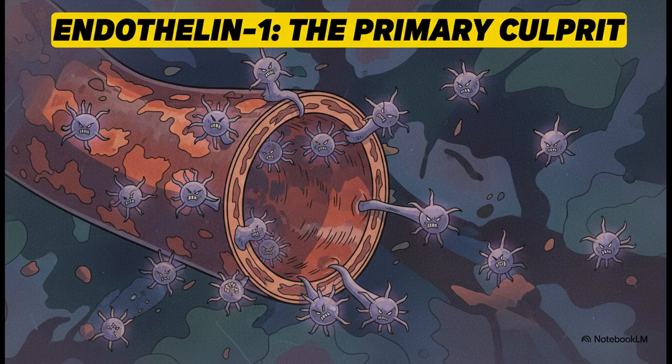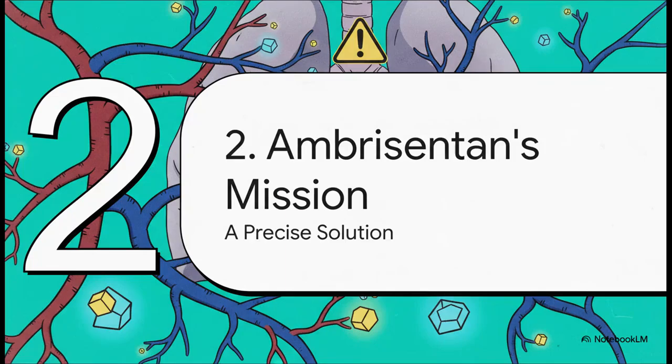And the main bad guy driving this whole dangerous process is a substance called endothelin-1. In people with PAH, their bodies just make way too much of it. It's basically screaming at the arteries 24/7 to clamp down and get thicker. So, if endothelin-1 is the problem, what's the solution? Well, it has to be a direct counterattack, right? And that's exactly where Ambrisentan's mission comes in.